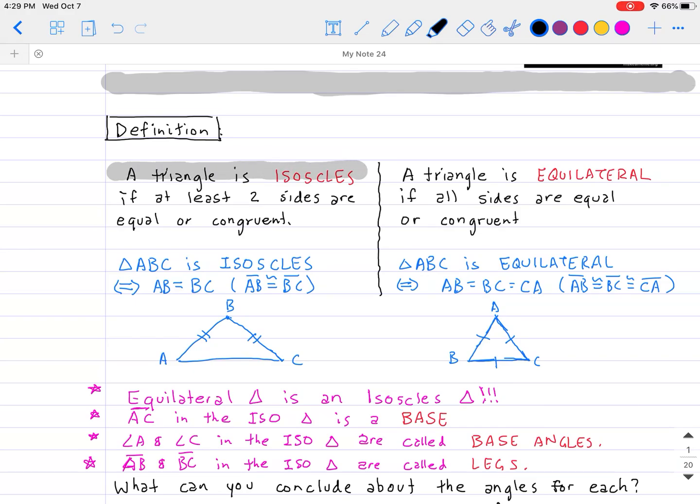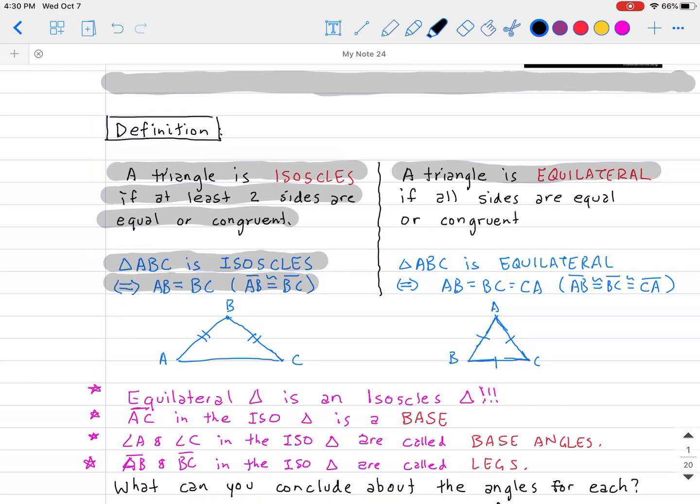So the first part is we're going to define the following. A triangle is considered isosceles if at least two of the sides are equal or congruent to each other. To restate, if you have a triangle ABC and it's considered an isosceles triangle, then AB is equal to BC, or you can say AB, the length, is congruent to BC, the length.